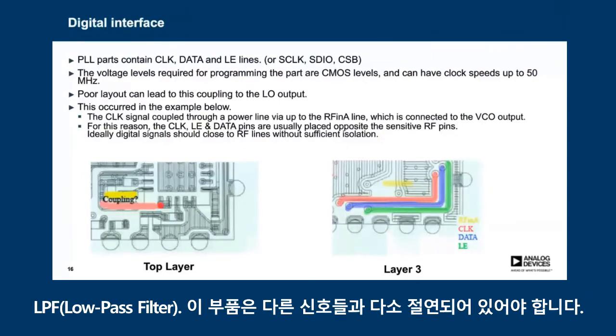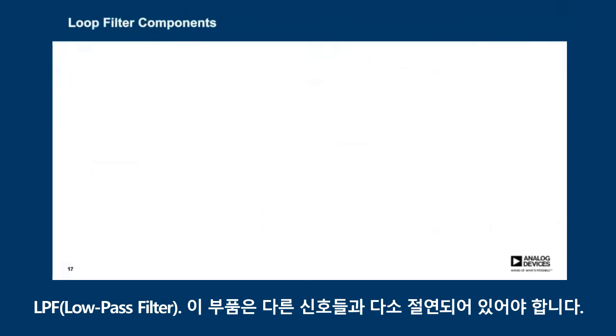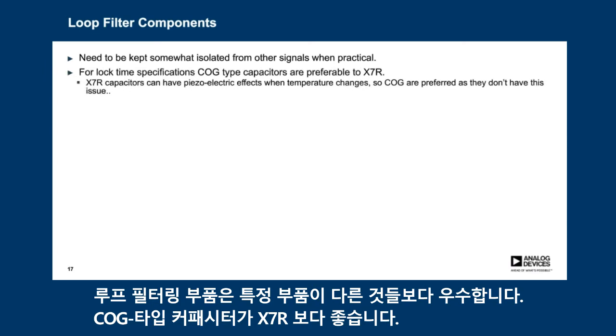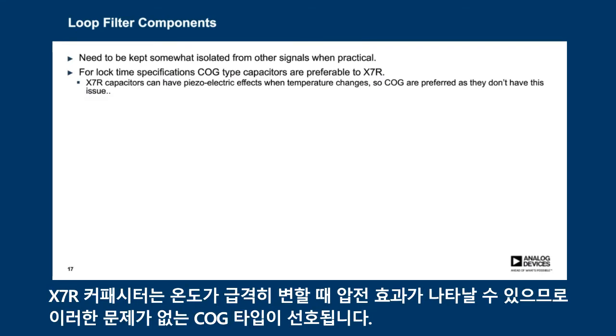The low pass filter needs to be kept somewhat isolated from other signals. Obviously, that's easy to do with just a PLL board, but sometimes if space is tight, compromises have to be made. For loop filter components, certain components are better than others, so C0G type capacitors are preferable to X7R. X7R capacitors can sometimes have piezoelectric effects when the temperature changes rapidly, so the C0G type is preferred as they do not have this issue.